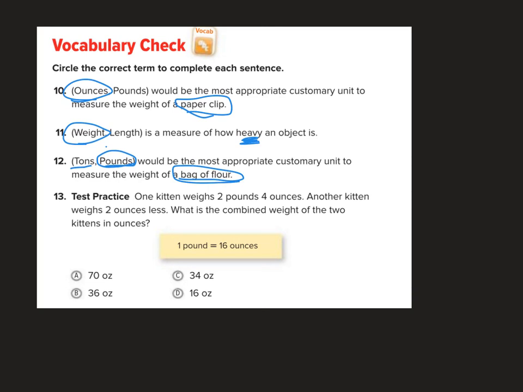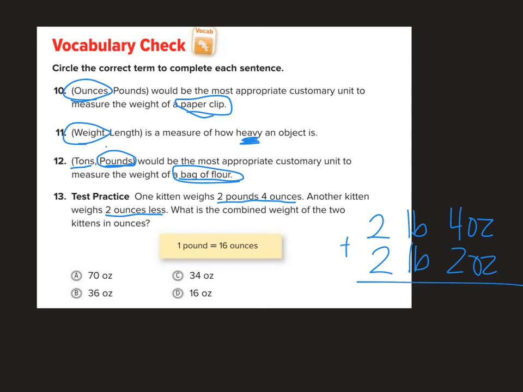Okay, 1 kitten weighs 2 pounds 4 ounces. Another kitten weighs 2 ounces less. What is the combined weight of the 2 kittens? So we have 2 pounds 4 ounces. 2 ounces less would be 2 pounds 2 ounces. If I added it up, 4 pounds, oh come on, in ounces? 4 pounds 6 ounces. So let's figure out how many ounces are in this.